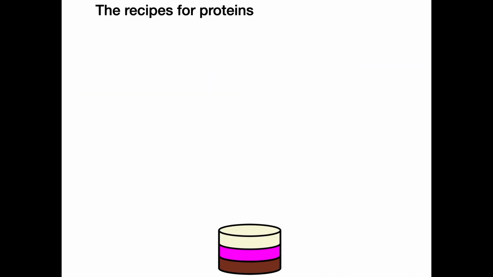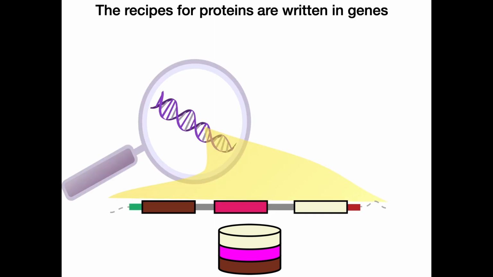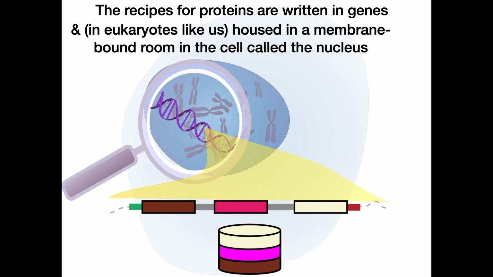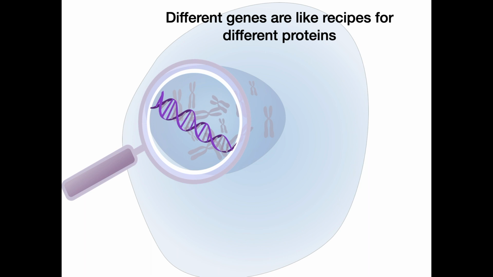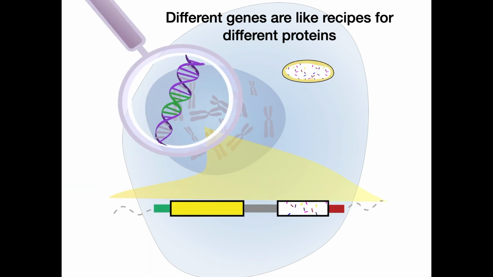So the recipes for proteins are written in genes. In eukaryotes like us, we have membrane-bound compartments in our cells. So almost everything except for bacteria. Our genes are housed in a membrane-bound room in the cell called the nucleus. Different genes are like recipes for different proteins. So you can think of it as like a cookie or a cake. Except in our cells, these are things like a DNA polymerase, which puts together DNA letters, or actin, which is a structural protein that helps keep things together in your cell and move things around.